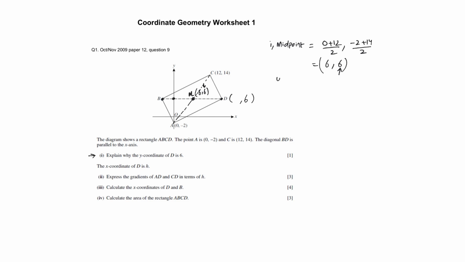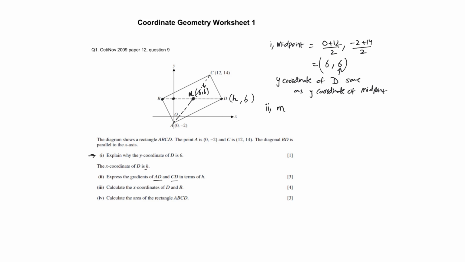Alright, you can write: y coordinate of D is the same as the y coordinate of the midpoint. The x coordinate of D is h. So we know that the x coordinate of D is h. Express the gradient of AD and CD in terms of h.